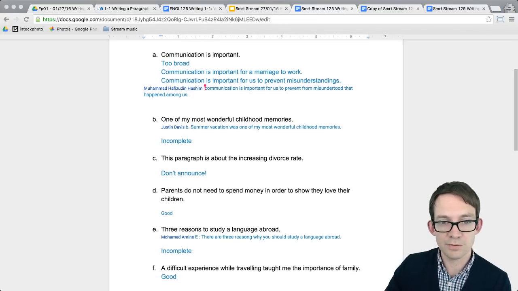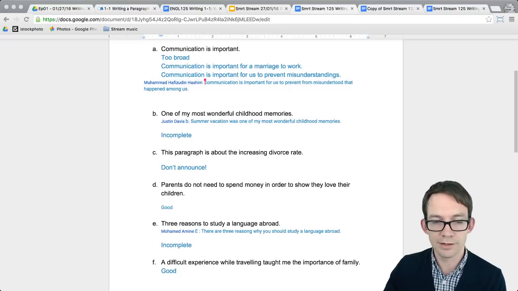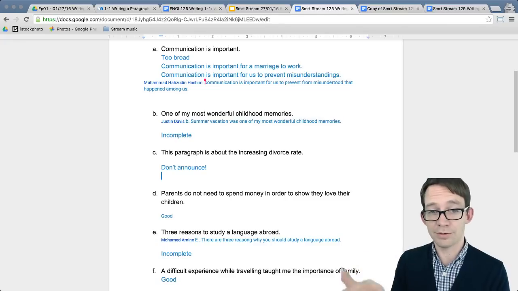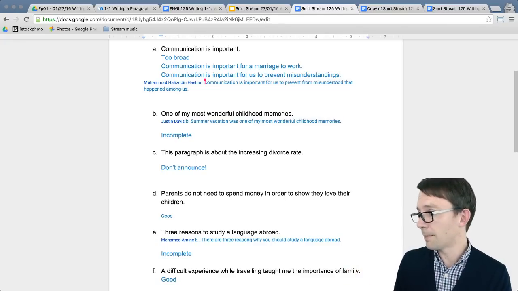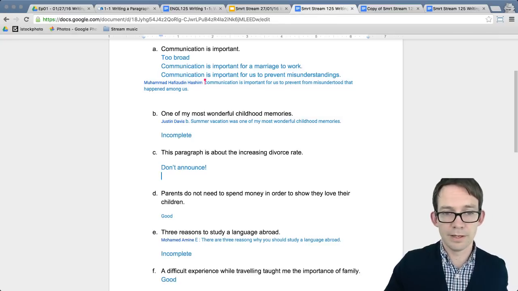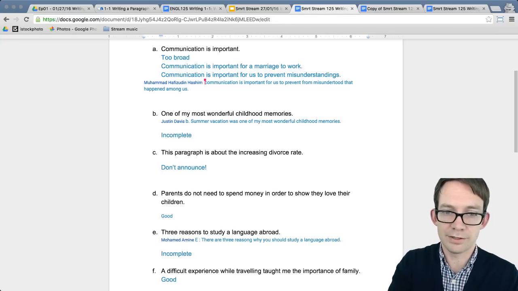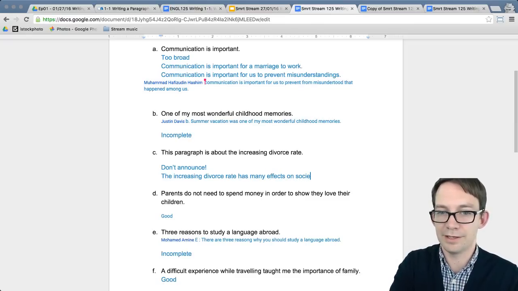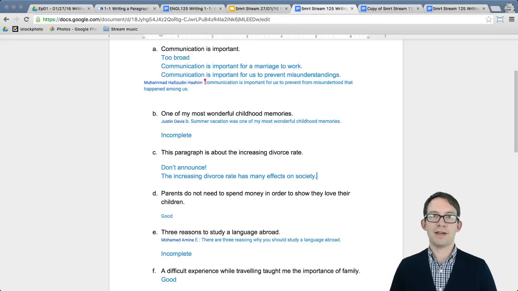C is this paragraph is about the increasing divorce rate. Now, when it comes to fixing these types of sentences, you just really have to remove the part that announces the topic, right? So, did we get anything from that? No? Okay. I'll just give an answer here. I would say something like the increasing divorce rate has many effects on society.